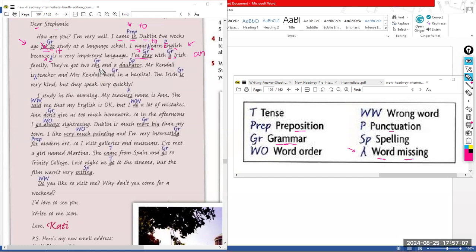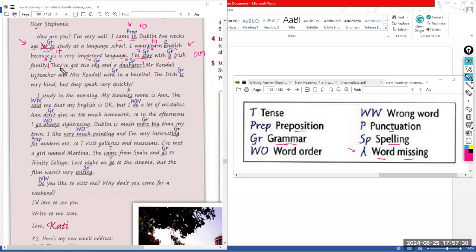They've got two son and a daughter. So notice that in this sentence, we have two mistakes. The first mistake is a grammatical mistake, and the second mistake is a spelling mistake. Can you find the mistakes and correct them?